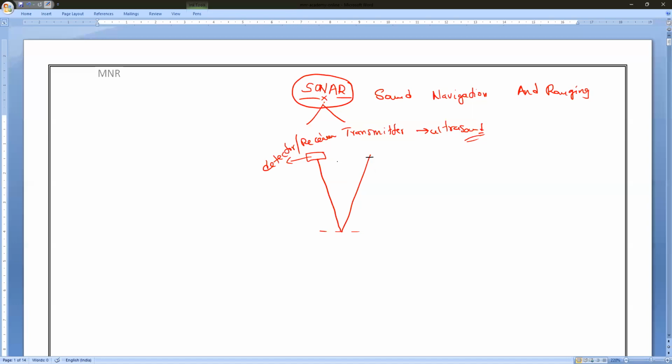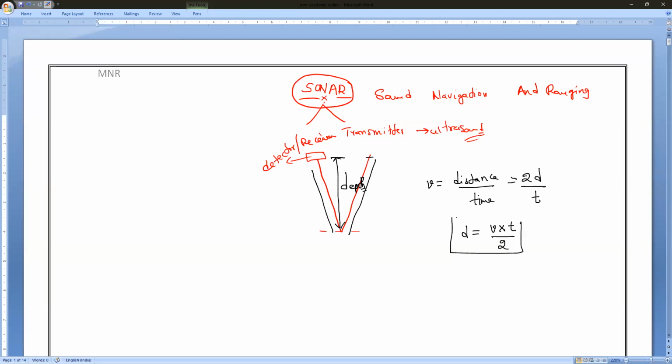Based upon that, they calculate the depth of the ocean or the depth of the object where the body is located. So what is the formula? We all know, everybody. Speed is equal to what? Distance by time. So the distance is what? The going distance as well as the coming distance. That is 2D divided by time, or 2S divided by time. So from that we get depth is equal to, what is the answer? Everybody. Velocity into time divided by 2 will give you the depth.